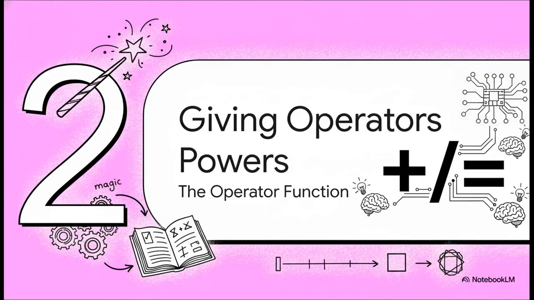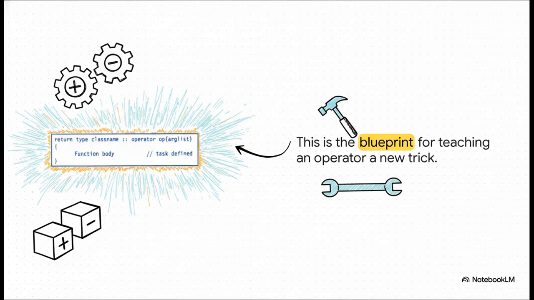So, how do we pull off this magic trick? It all comes down to a special kind of function called, you guessed it, an operator function. This is literally the blueprint we write to teach an old operator a new trick. And honestly, the syntax is way simpler than you might think. Just look at the blueprint here. It looks almost like a regular function, right? You've got your return type, but then here's the cool part. You use the keyword operator, and right after it, you put the symbol you want to overload, like plus or minus. That whole thing, like operator plus, becomes the function's name.